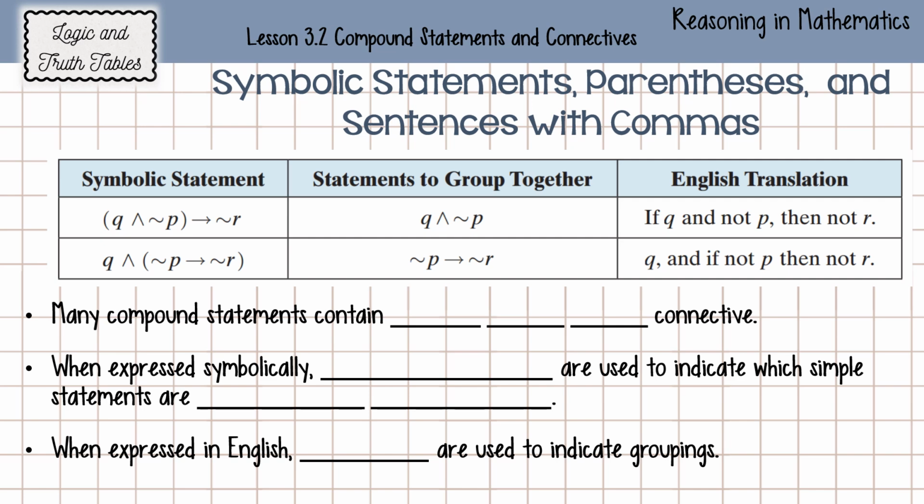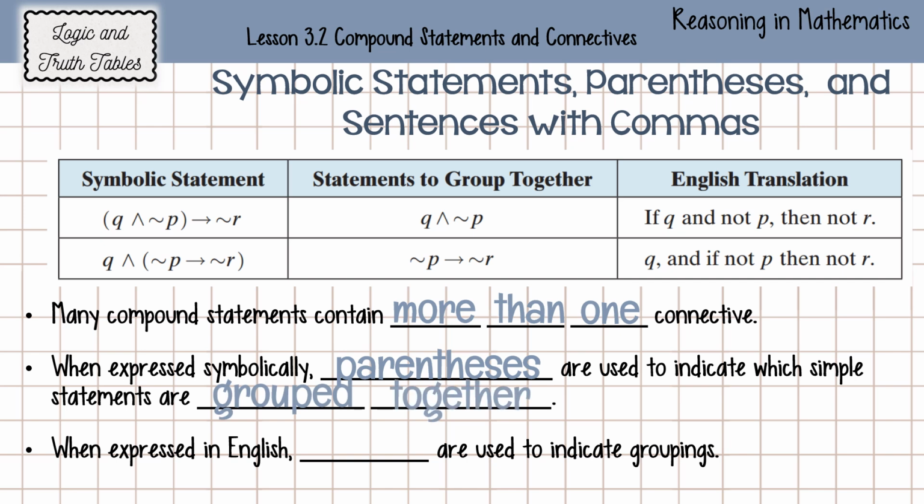Symbolic statements. Statements to group together. If Q and not P, then not R. Okay, on the next one, you're grouping together a different situation. So if you take out the grouping symbols, both rows look the same, but it makes a difference where the grouping symbols are. Many compound statements contain more than one connective. When expressed symbolically, parentheses are used to indicate which simple statements are grouped together. When expressed in English, commas are used to indicate groupings.